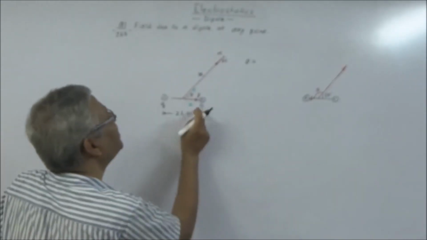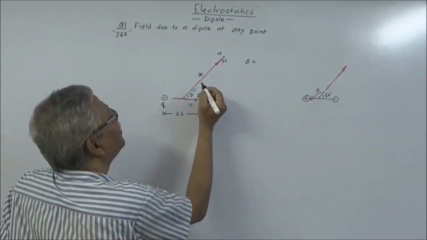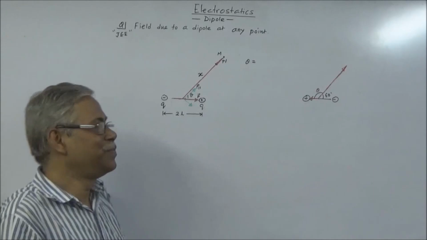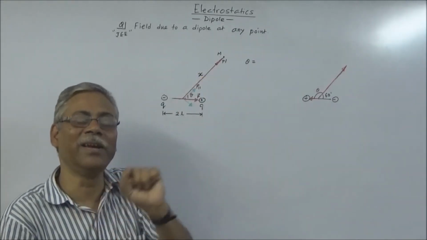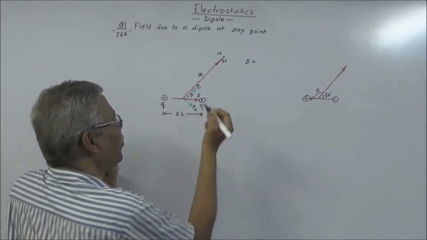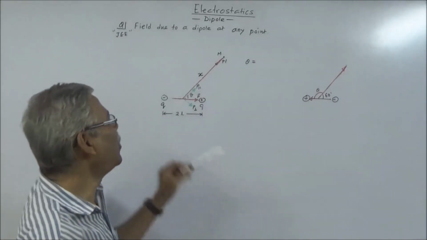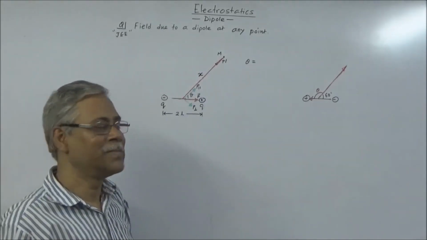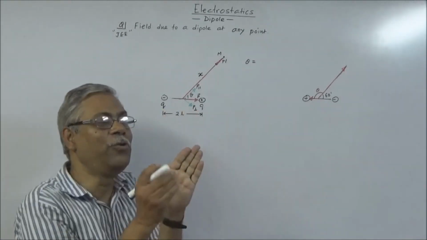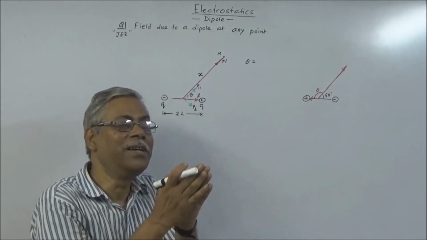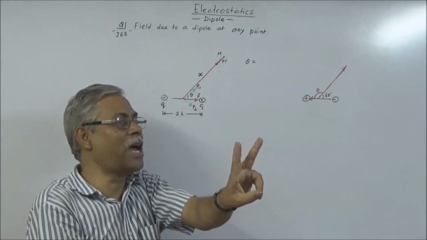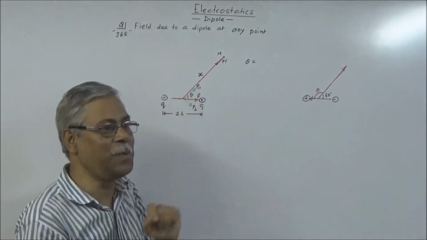Advantage is you have resolved P vector into two components. I will mark this component as P parallel, which means it is parallel to the position vector. And I will mark this component as P perpendicular. How much is P parallel? P cos theta. How much is P perpendicular? P sin theta. Now you are having two different dipole moment vectors.